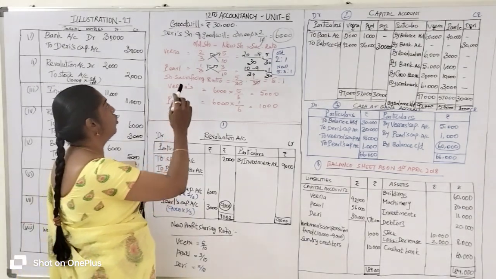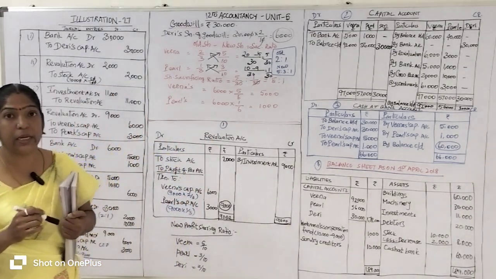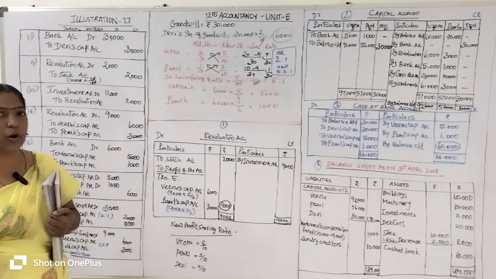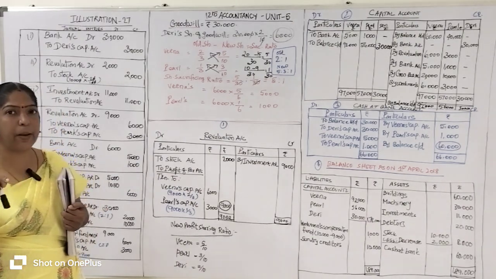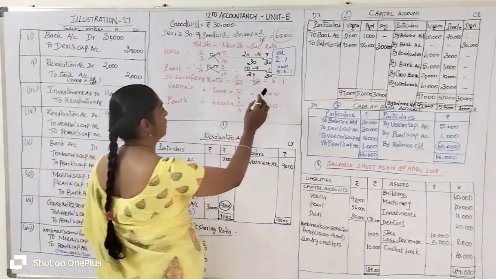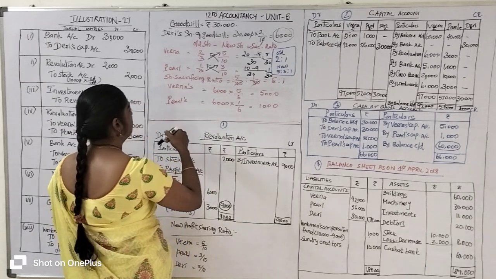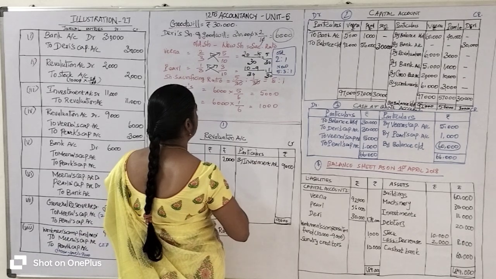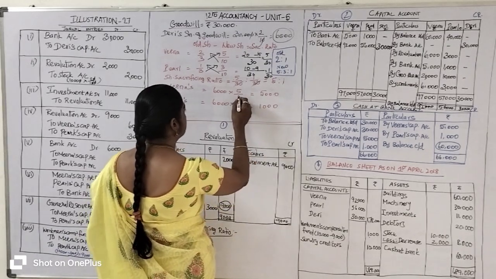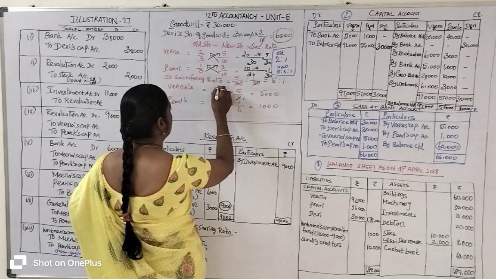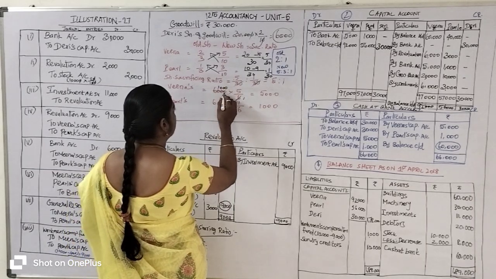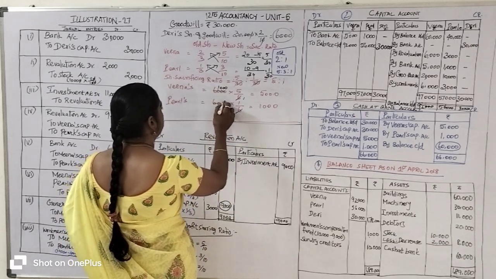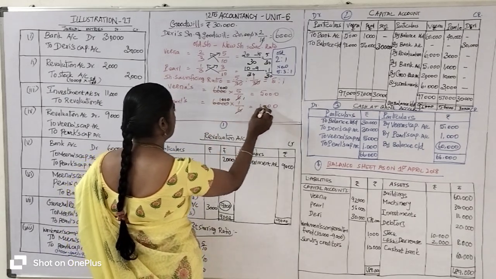So the new partner's share of goodwill amount is 6,000 rupees. It goes to the old partners' capital accounts in their sacrificing ratio, which means 5:1. So that 6,000 rupees goes to Venus's and Pearl's capital accounts. Venus's sacrificing ratio is 5 by 6, so 1,000 into 5 is 5,000 rupees. Similarly, Pearl has 1,000 into 1, which is 1,000 rupees.